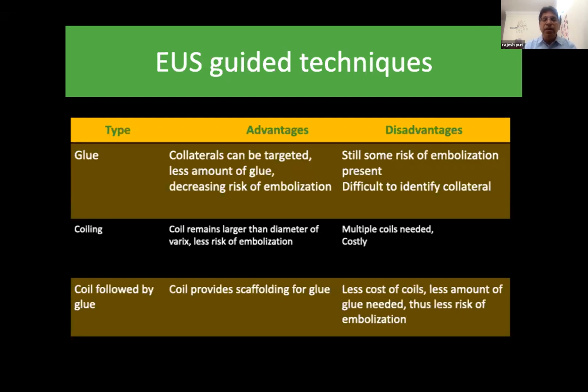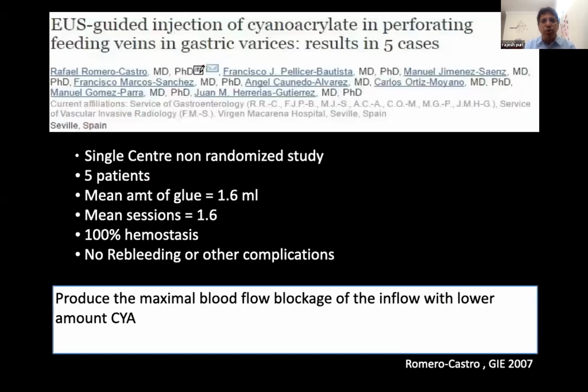Coil remains larger than the diameter of the varix, which I have discussed, 1.2 times. Less risk of embolization, but you may require multiple coils and the cost of coils is high. If you use the coil first, followed by the glue, I think this is a win-win situation. You are using fewer coils and less glue, so the cost is less and the risk of embolization will be low. And the concept is coil acts as scaffolding, which I'm going to show later.